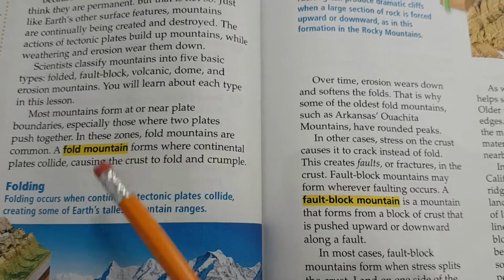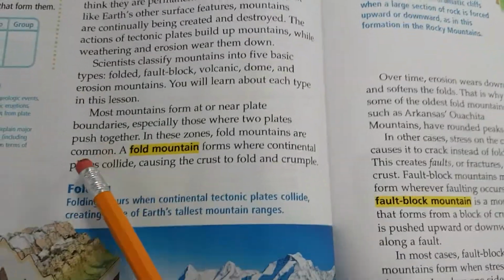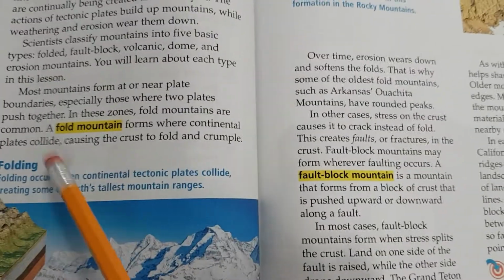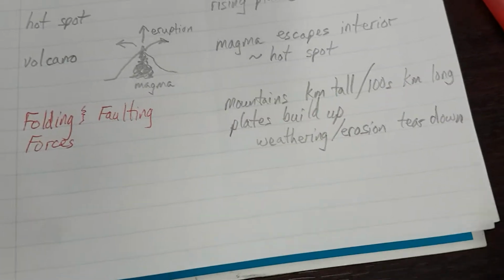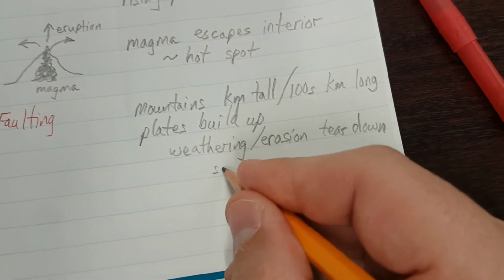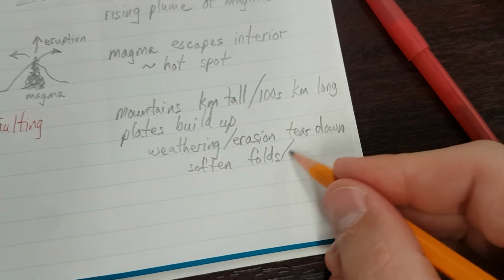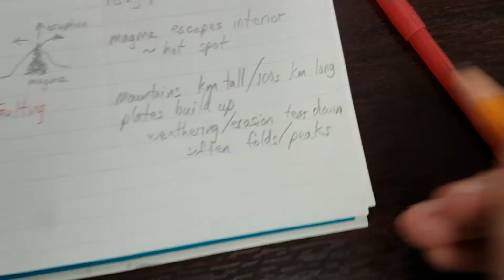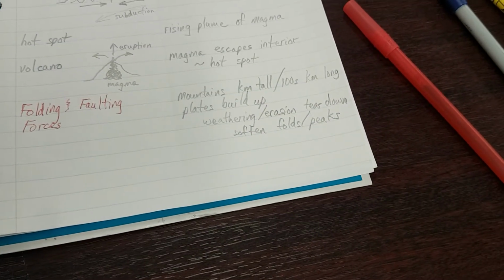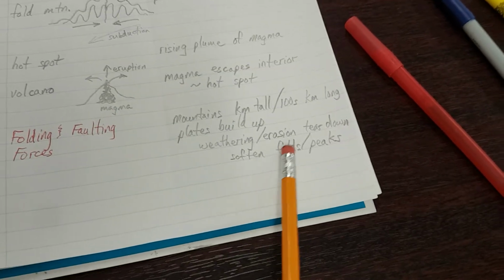Okay, so fold mountains. We know the plates collide and they fold and crumple. We know that they're pushing together because we drew that. We know that continental plates are colliding. Erosion wears down and softens the folds. So weathering and erosion can tear down mountains or soften, S-O-F-T-E-N, folds, F-O-L-D-S, slash peaks. So if the mountains look kind of round and a little bit shorter rather than tall and craggy and sharp, then they're getting softened by weathering and erosion.